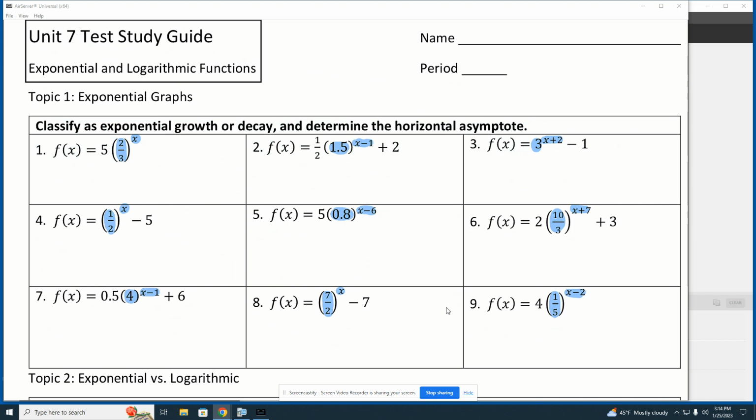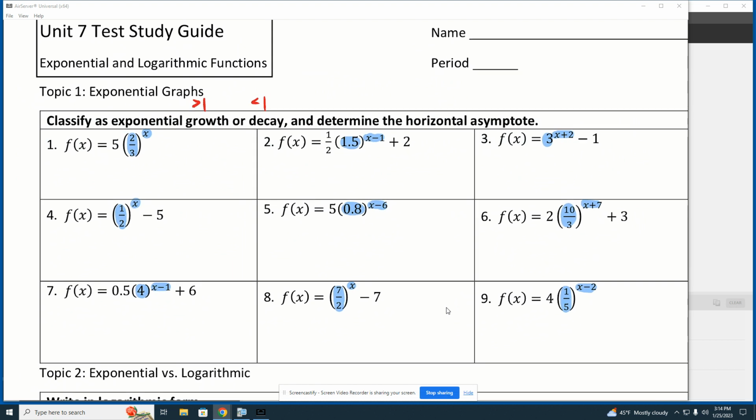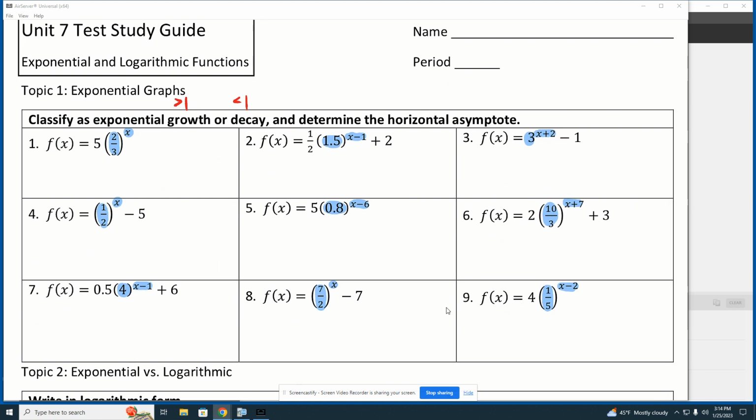So the exponent and its base is my focus for determining whether it's exponential growth or exponential decay. Growth is when the base of your exponent is greater than 1. Decay is when the base of your exponent is less than 1. So I can quickly go through these and say, all right, number 1, what's the base? 2/3. That's definitely less than 1. That's decay.